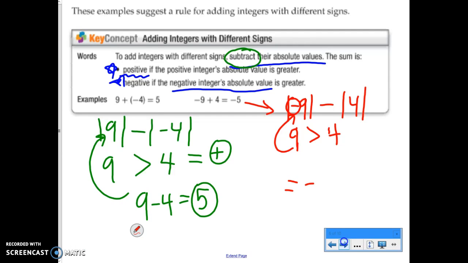a negative number. So now again, I take the absolute value, which was 9, I subtract the absolute value of 4, which was 4, and 9 minus 4 gives us 5. So the answer is a negative 5. Okay.